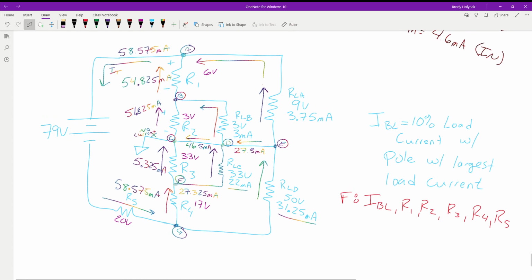So now all of the nodes are taken care of. We have all the current paths. We know where everything is going. We've accounted for it all. So now, Max, what is the value of R1?